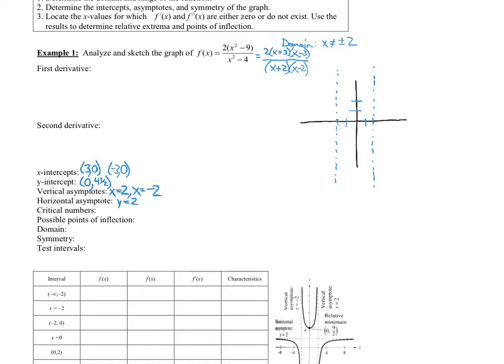So we have this horizontal asymptote. And then we have a few points that we know so far. We have an x-intercept at 3, 0. We have an x-intercept at -3, 0. And we have a y-intercept at, there's 4, 5, so there's 4.5. I have to draw this a little taller. Okay?